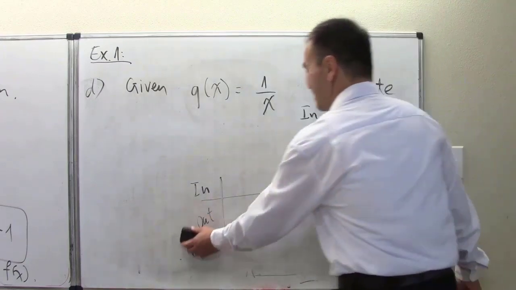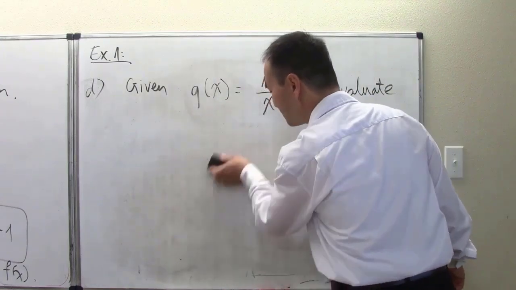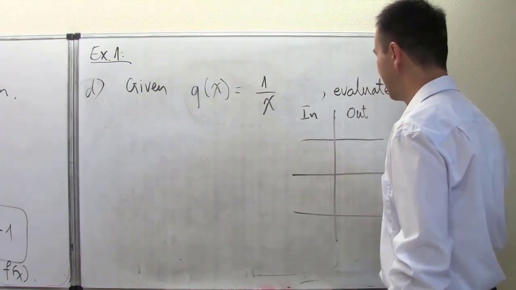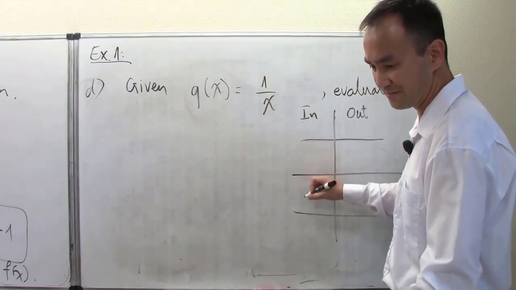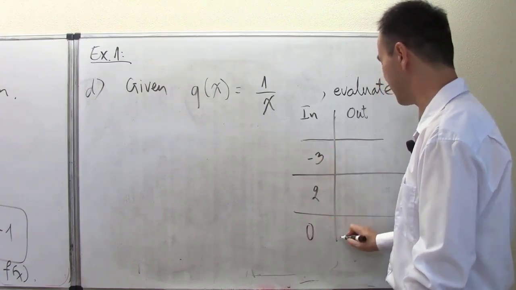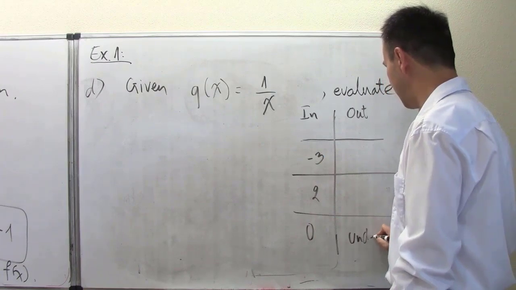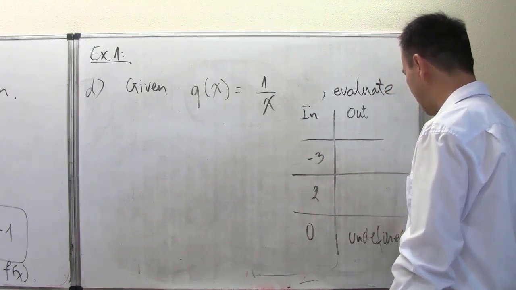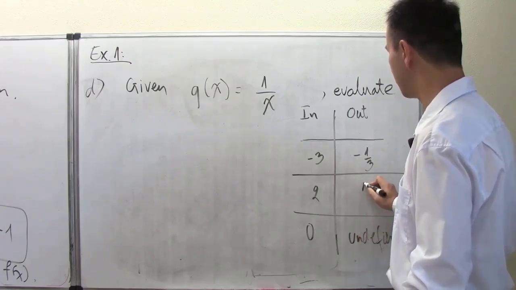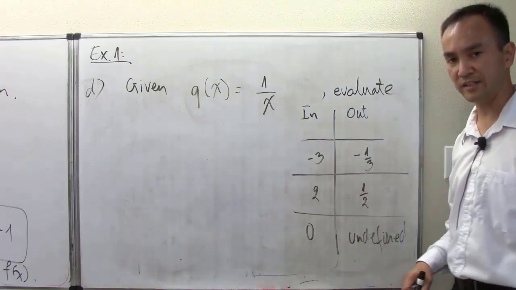I have done negative 3 and 2, and 0. We had undefined here. This is negative 1/3 as the output, and this is positive 1/2 as the output.